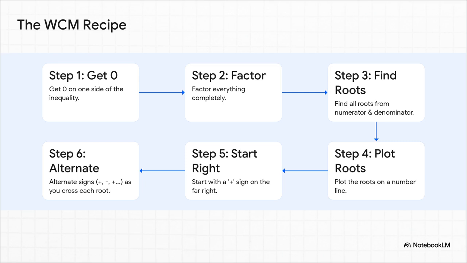And believe it or not, this whole powerful method is just a simple 6-step recipe. First, you get 0 on one side. Step 2, you factor everything down. Step 3, you find the roots, the numbers that make each factor 0. Step 4, you just pop those roots onto a number line.